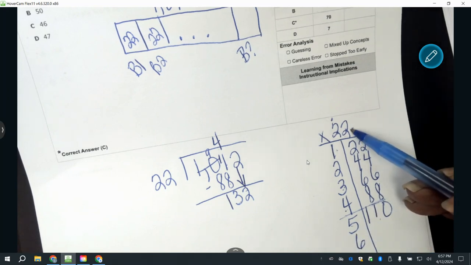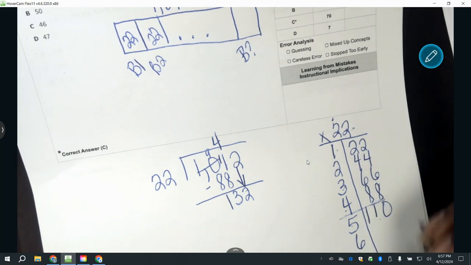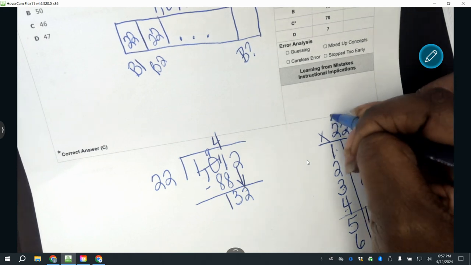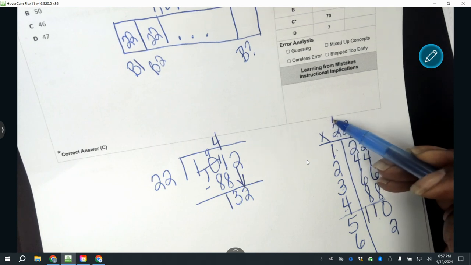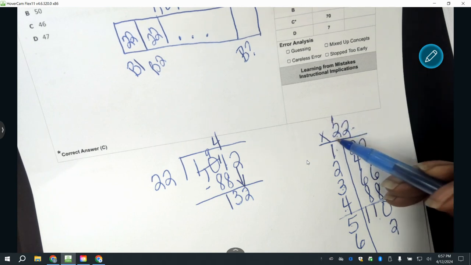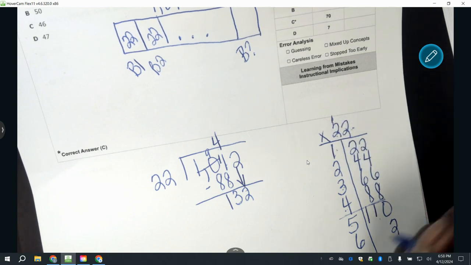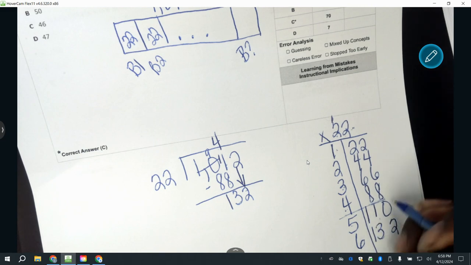6 times 2 is 12. Put your 2, regroup the 1. 6 times 2 is 12, plus 1 is 13, but we know that 2 represented 20. I'm just going to go ahead and put 13 here. Look, we got our answer.